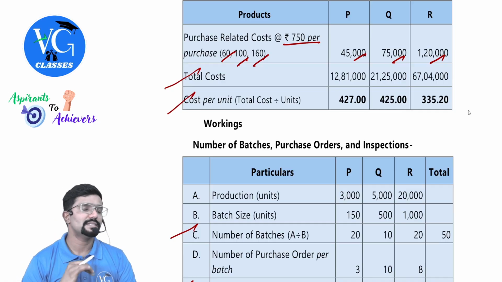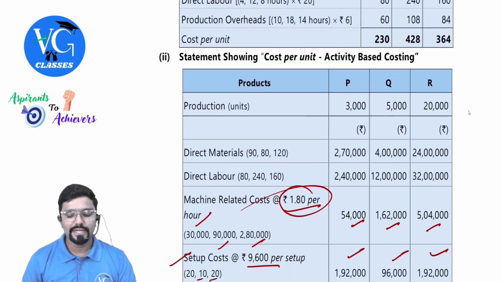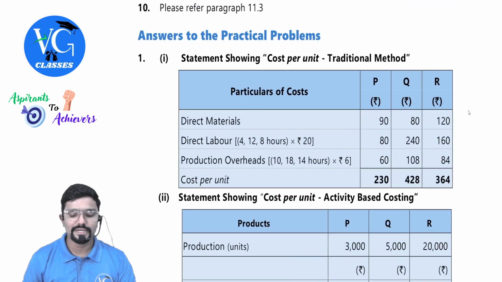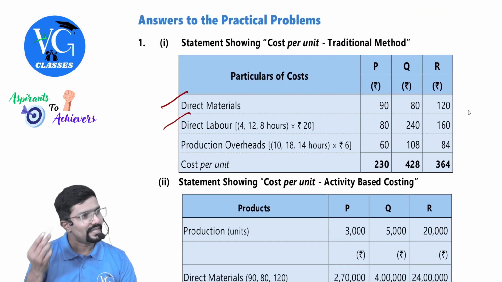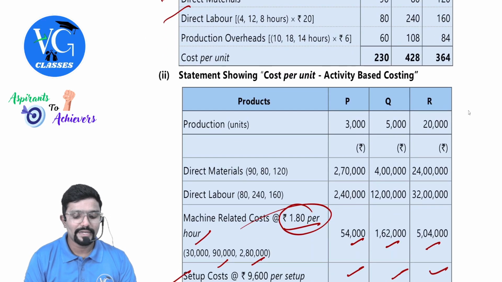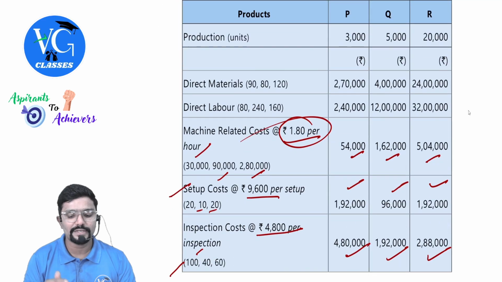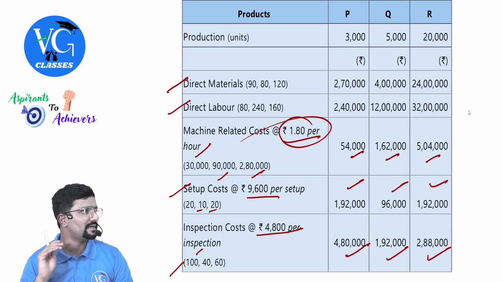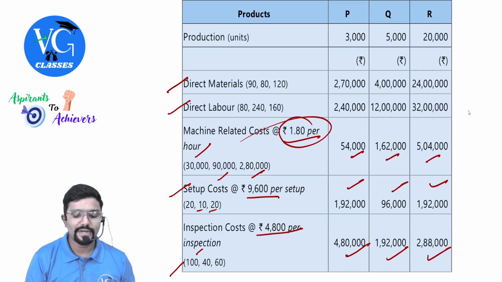Is that clear? Yes. One more thing. Listen here. Sir, material and labor we have already done per unit. Can I take the same? Yes, better take the same, to save time. Take the same direct material and direct labor per unit. Then you write overhead per unit. Working.